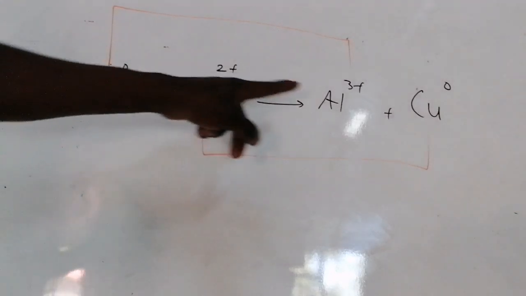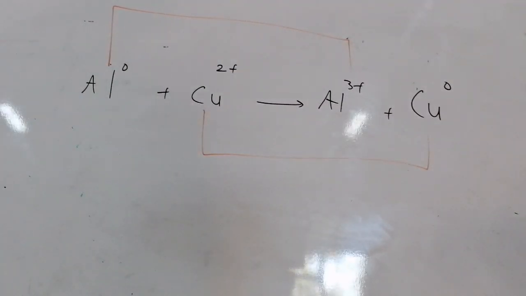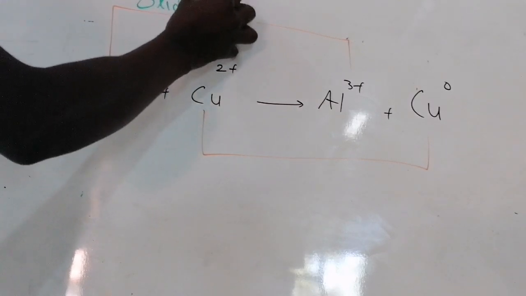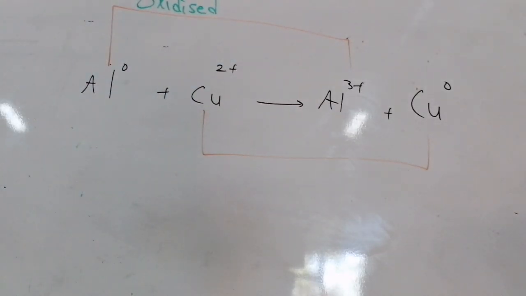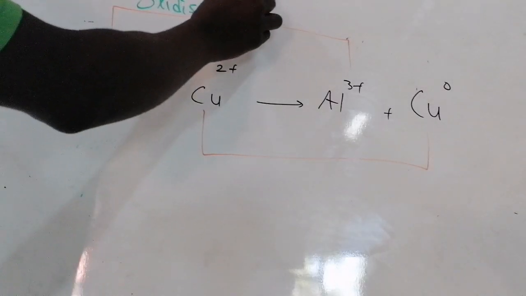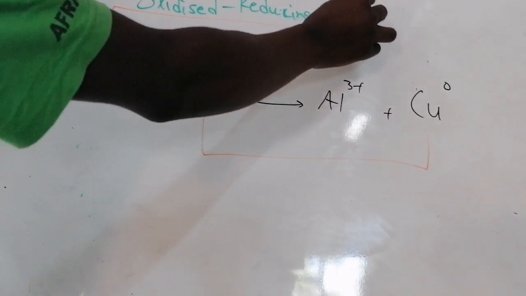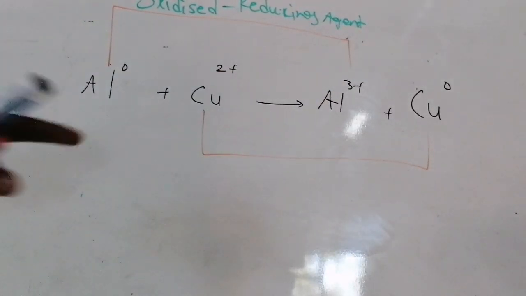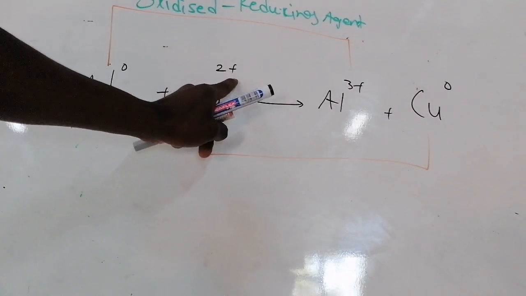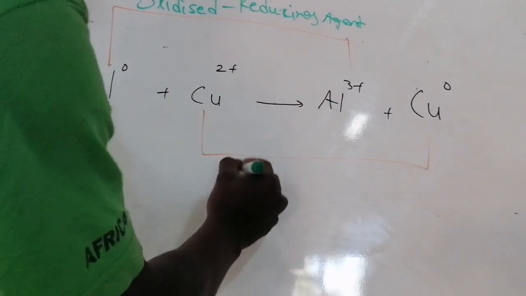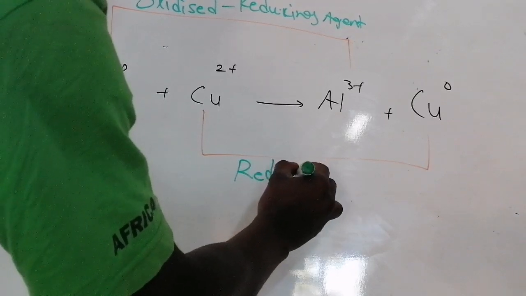Now from 0 to positive 3, did it increase or decrease? It has increased. So an increase in oxidation number is oxidized. Since they are oxidized here, they are called the reducing agent. Now these ones, from 2 to 0, they decrease. They subtracted 2 from these two to get that 0. So we say that a decrease in oxidation number is reduced.